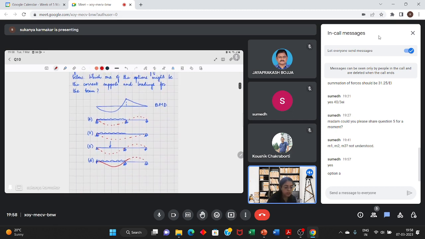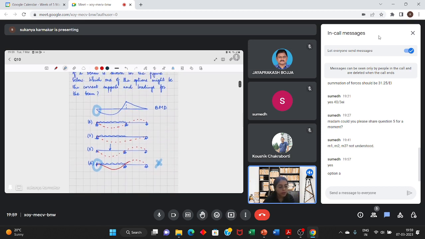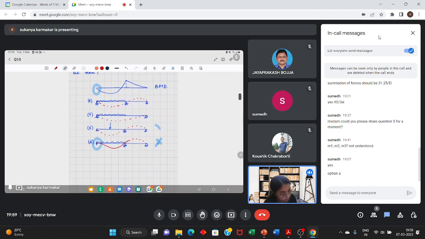So you can simply remove option D because at this support moment exists and here the moment is 0. So you can remove D. Now you can also remove C because a unit load is acting. So what will be the order of the bending moment diagram? It will be a linear line, means it will be of the order 1. And here the bending moment diagram is curvilinear. So that can't be the option. So you can remove C.